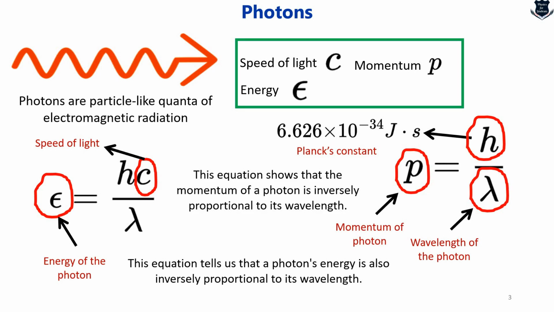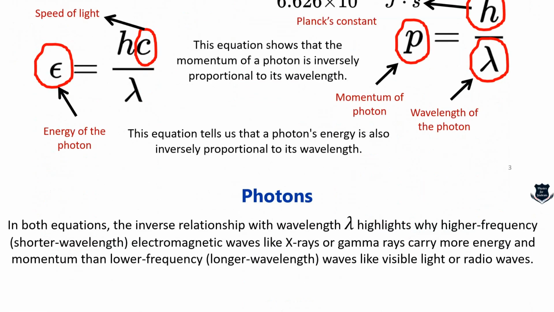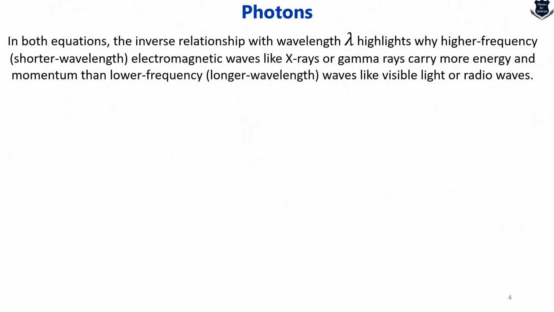Now, these are equations, mathematics, we understand that. But what is also important for us to know is how these equations can be used to some extent in our practical life. So as you can see, the inverse relationship with wavelength lambda highlights why higher frequency, that means shorter wavelength, electromagnetic waves like X-rays or gamma rays carry more energy and momentum than lower frequency waves like visible light or radio waves.